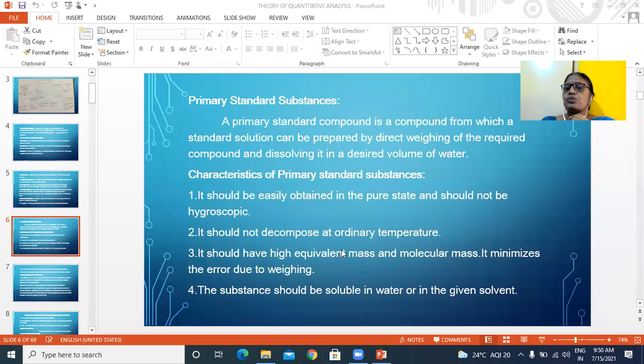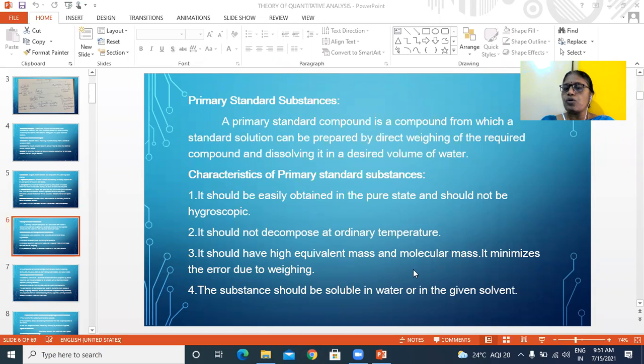The second one is that it should not decompose at ordinary temperature. When we prepare the standard solution from that primary standard substance at room temperature, if it decomposes or dissociates, then automatically the compound present may change. So decomposition of the substance at ordinary temperature should not be possible. That is the second condition.